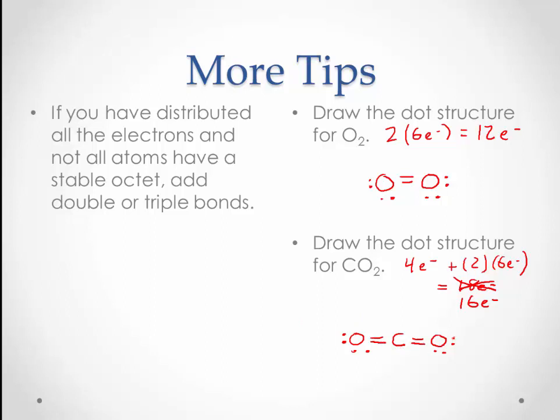So now this oxygen has 2, 4, 6, 8. This carbon has 2, 4, 6, 8. And this oxygen has 2, 4, 6, 8. So now everything has a stable octet.